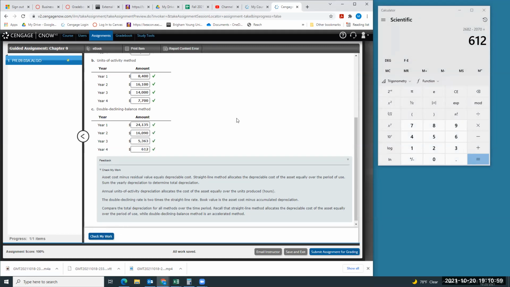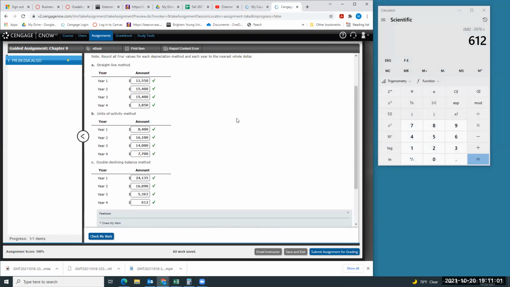Looks like I got it right, thank goodness. And that's it. So I hope that was helpful to you, and I hope working through it was helpful. As you can imagine, using Excel to do this could actually speed it up a great deal. But I just wanted to walk you through this process using the calculator.